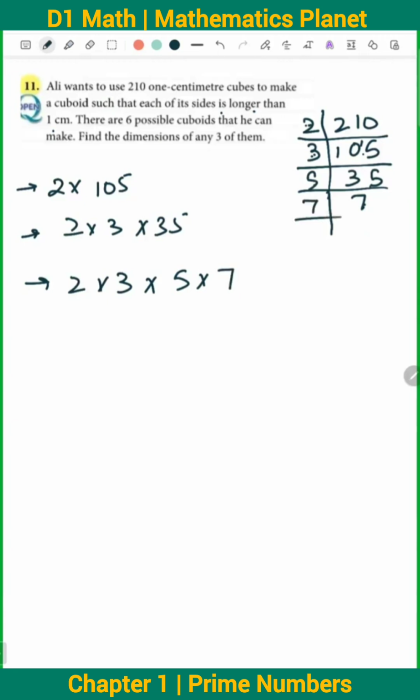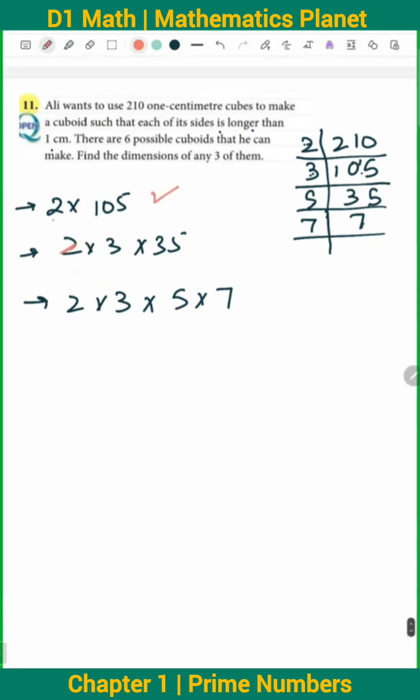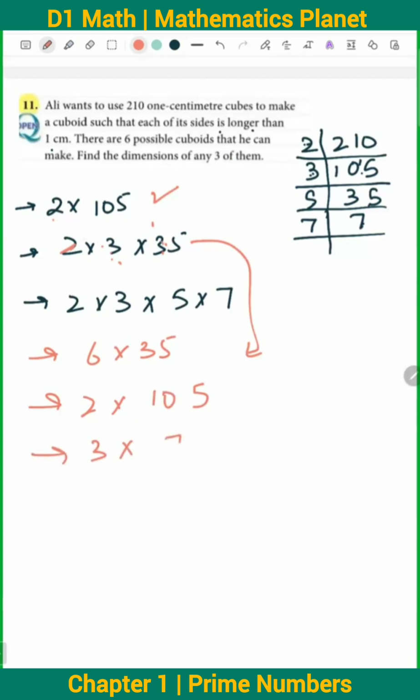Okay, next is 7 times. So we have already done 2, 3, 5, 7. Now we can make new pairs from all these pairs. So we have 2 into 105, this is the first pair. Then we have 2 into 3 into 35. Now can we make a new pair from here? 2 into 3 is 6, so we can write 6 into 35, or we can write 2 times 3 into 35 is 105, or we can write 3 times 35 multiplied by 2 is 70. So we can just multiply them with each other and get new pairs.